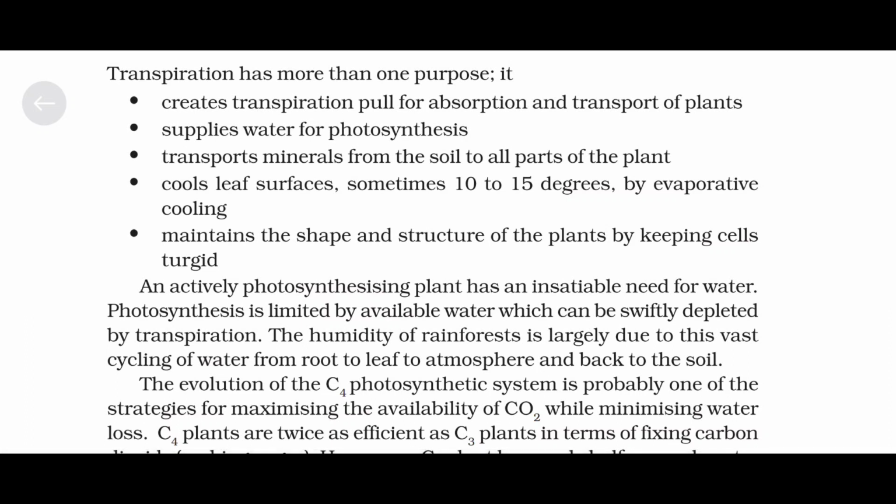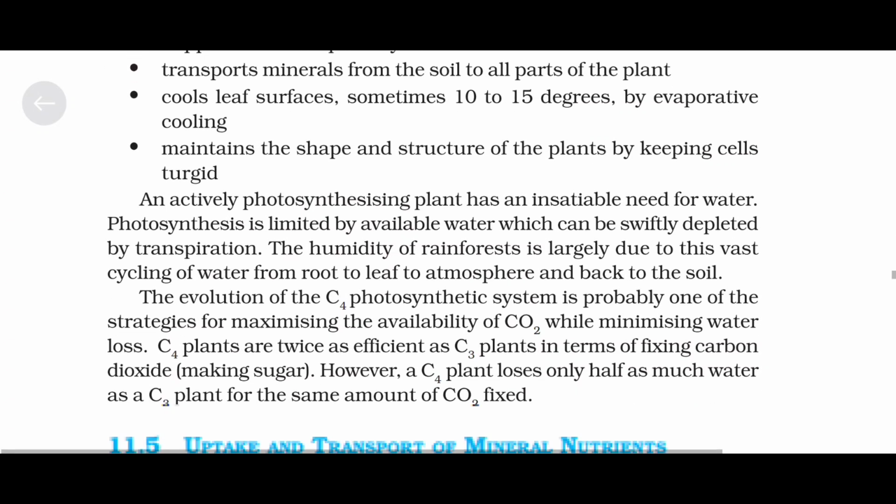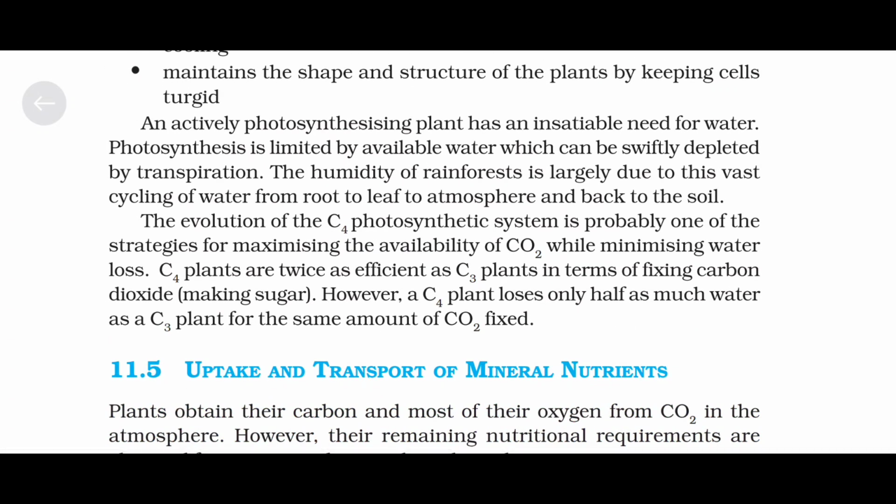Fourth, it cools leaf surfaces, sometimes by 10 to 15 degrees, by evaporative cooling. Last, it maintains the shape and structure of plants by keeping cells turgid. An actively photosynthesizing plant has an insatiable need for water. Photosynthesis is limited by available water, which can be swiftly depleted by transpiration.